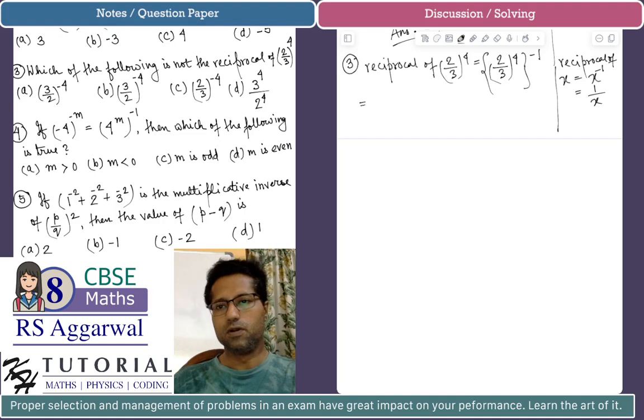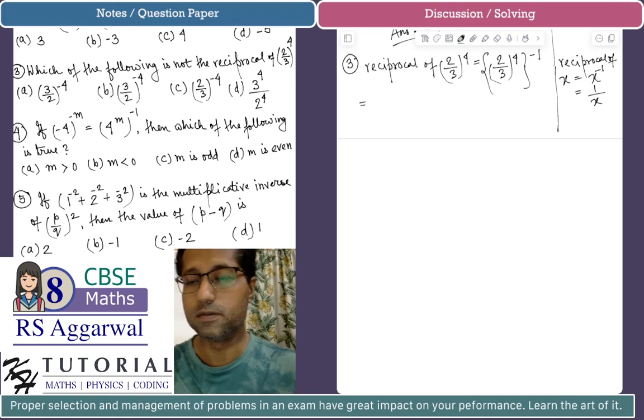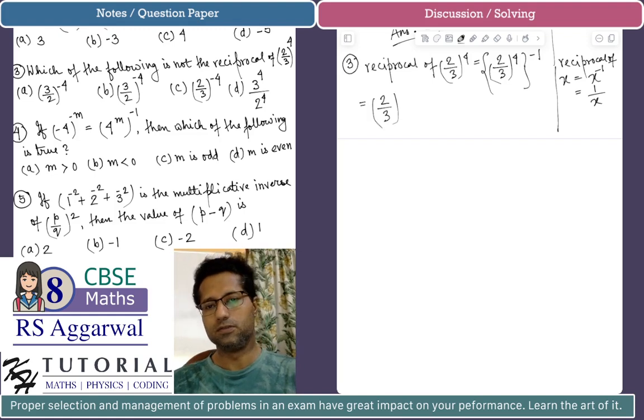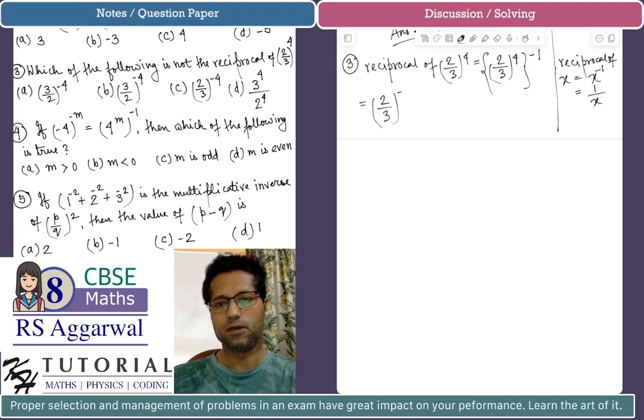Now we can see there are two layers of powers. 4 is the first layer of power and minus 1 is the second layer of power. So the powers get multiplied. This is equal to (2/3) raised to the power 4 into minus 1, that is minus 4.